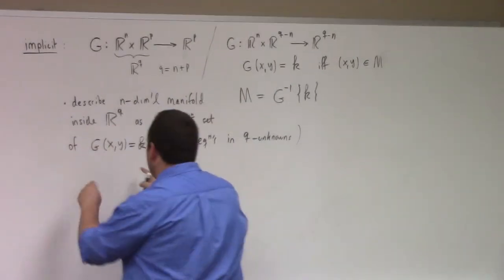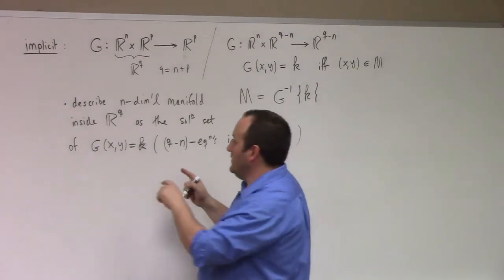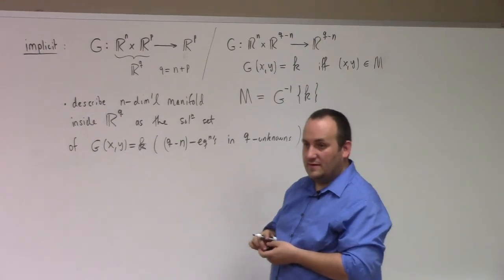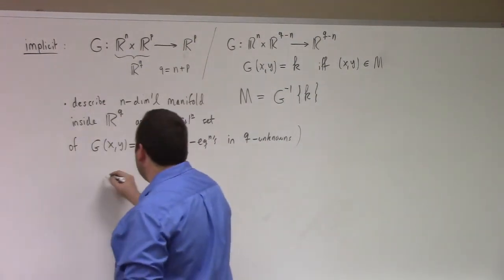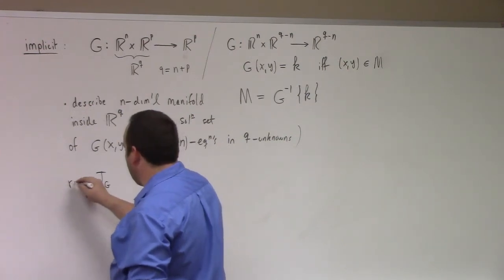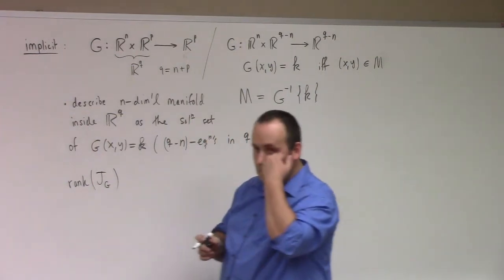Okay, so what condition do we need? What condition do we need so that this actually is an honest-to-goodness n-dimensional manifold? It's something on the Jacobian, right? So we need that the Jacobian of G, the rank of the Jacobian of G, be what?